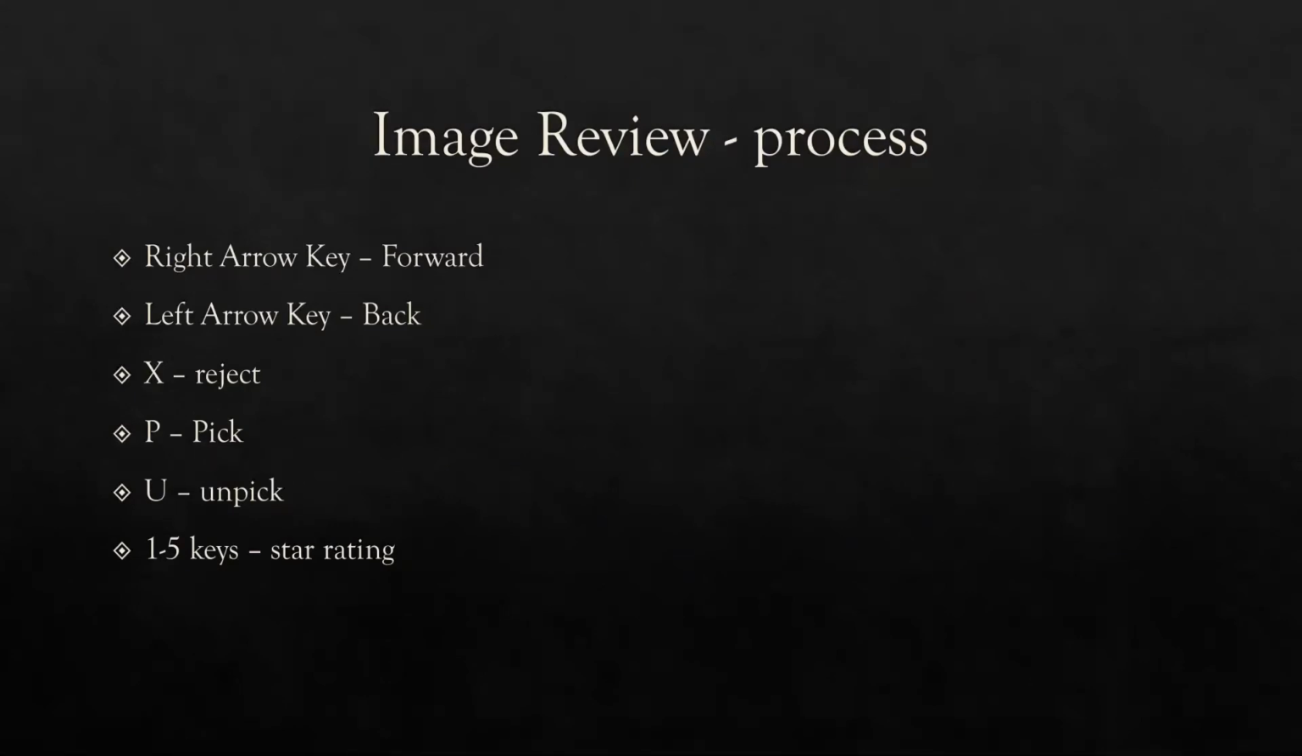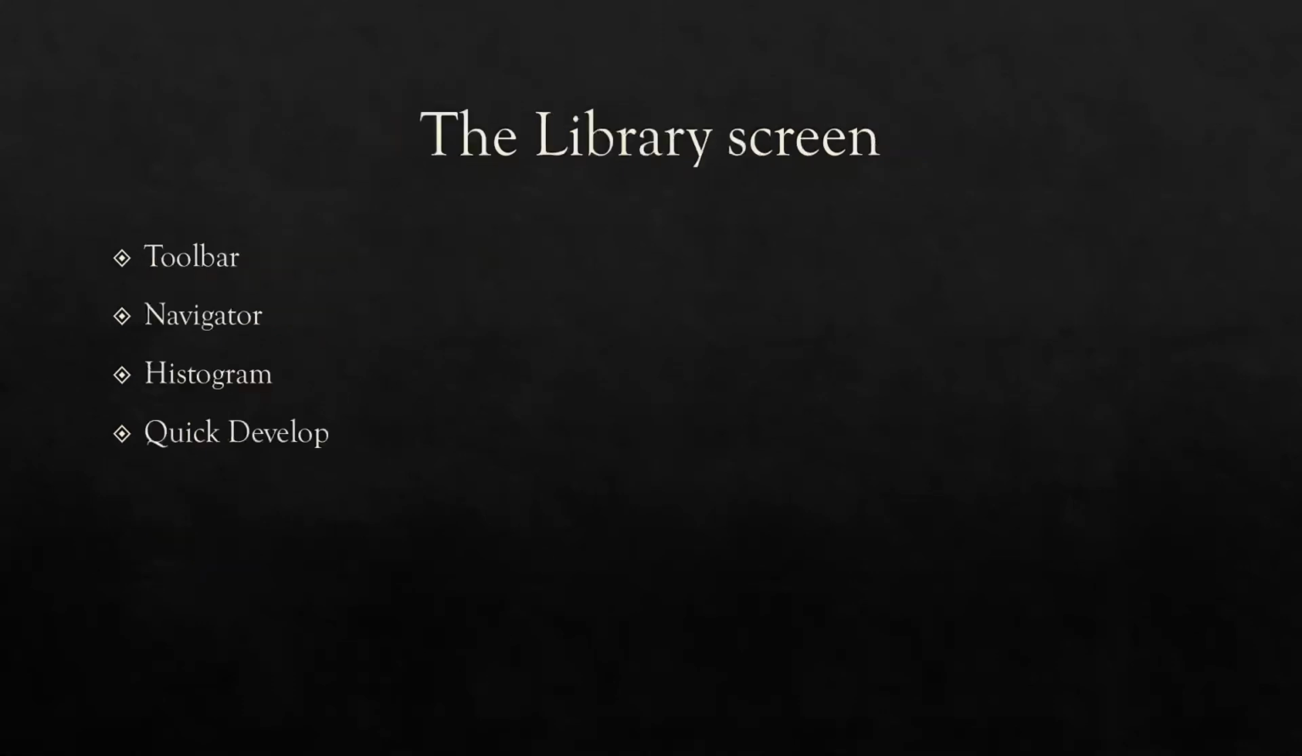The basic idea is this process of deciding between your picks, your rejects, and your unpicks. I wouldn't do star ratings at this point. I would just go through and do pick and reject, and just reject everything and delete everything I don't want. And the picks I'm marking as that I want to process later.